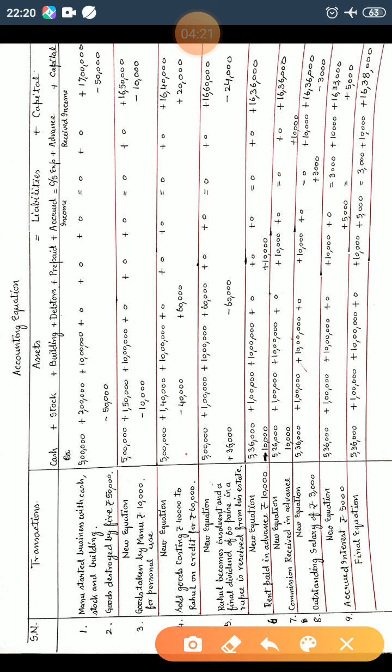So now the new equation is: cash 5 lakh, stock 1,40,000, building 10 lakh, debtor 0, prepaid 0, accrued income 0, outstanding 0, advance received 0, and now capital becomes 16,40,000. If you sum up both sides, you get to know that both sides are equal, so the accounting equation is satisfied and balanced.